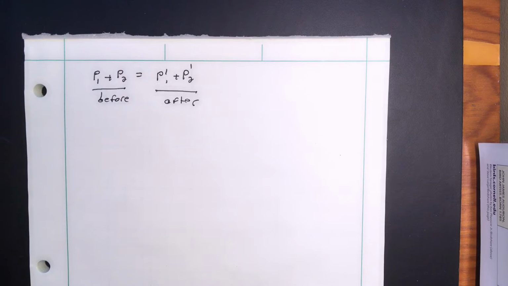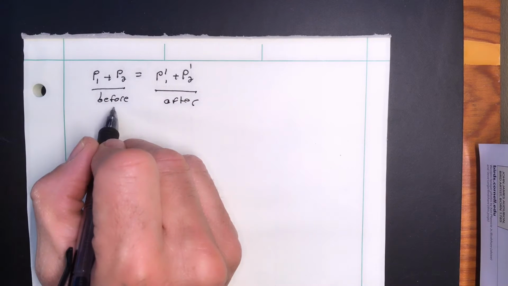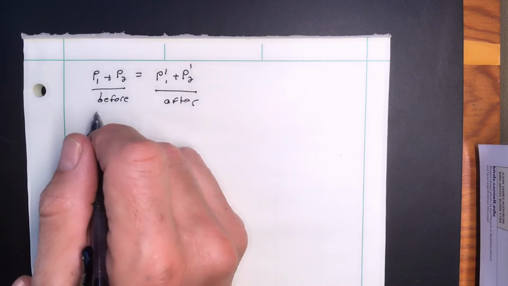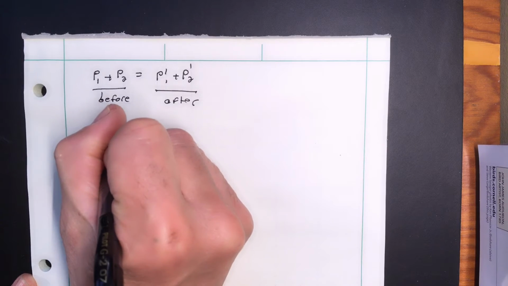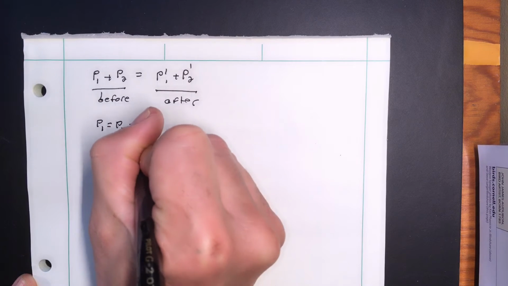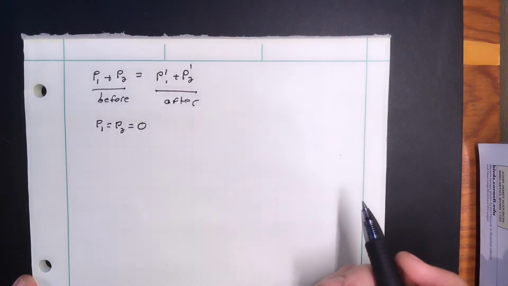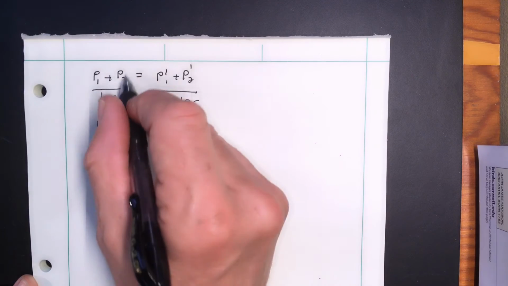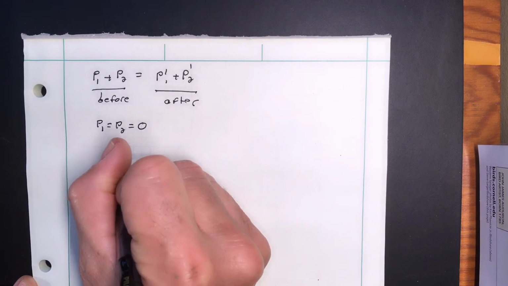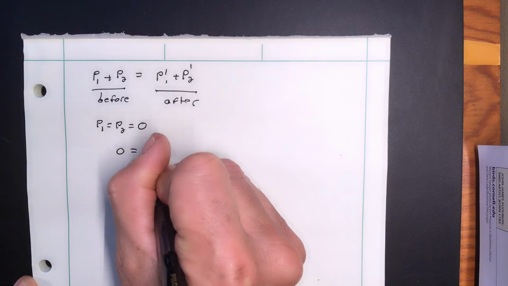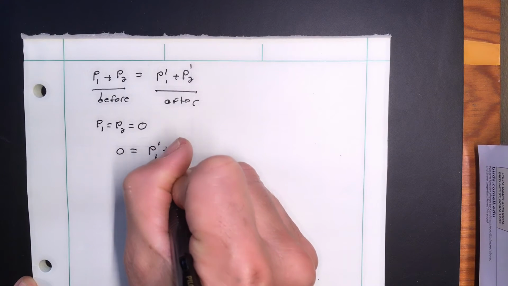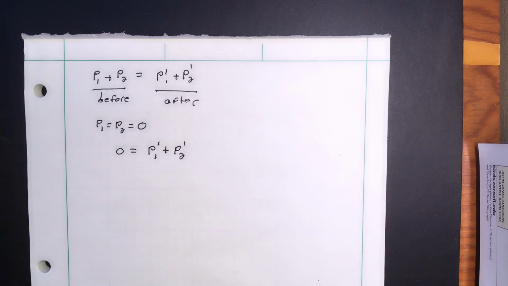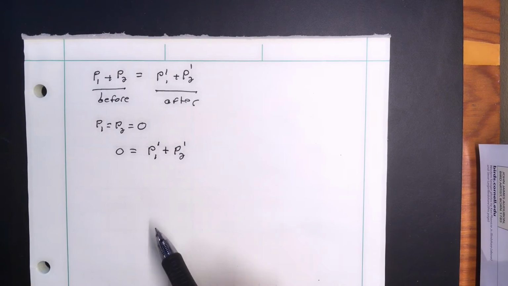All right, so we also know that before the string is cut, the system is stationary. So that means P1 must equal P2 equaling 0, because both their velocities are 0. That means this whole side is 0. So 0 equals P1 prime plus P2 prime. The sum of the momentums after the string is cut has to equal 0.